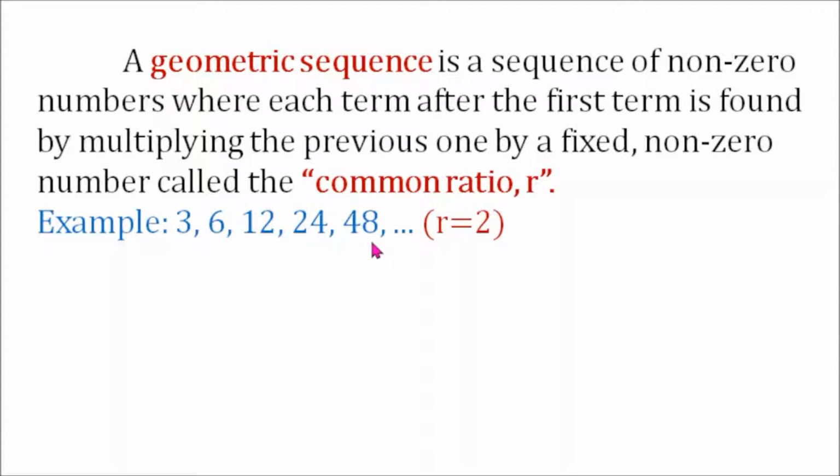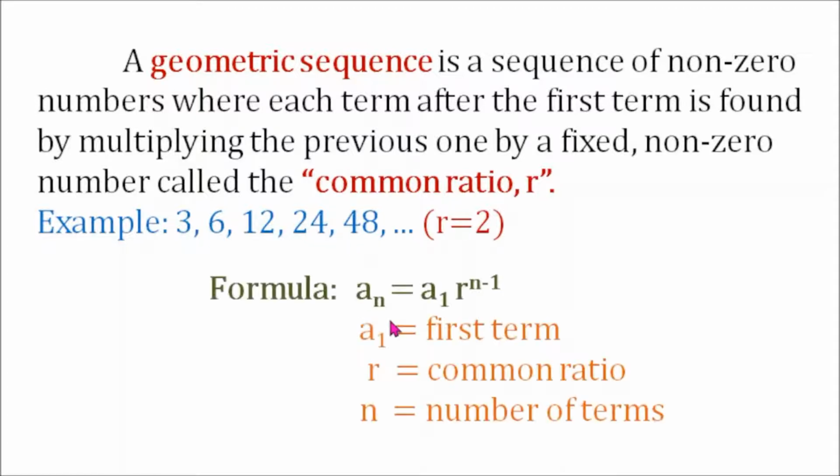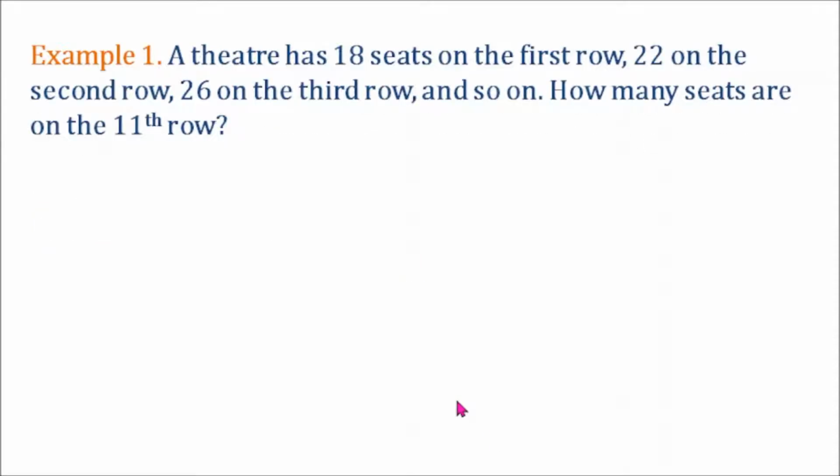This is the formula in finding the nth term of a geometric sequence. A sub n equals a sub 1 times r to the power of n minus 1, where a sub 1 is the first term, r is the common ratio, and n is the number of terms. Now let's do example number 1.